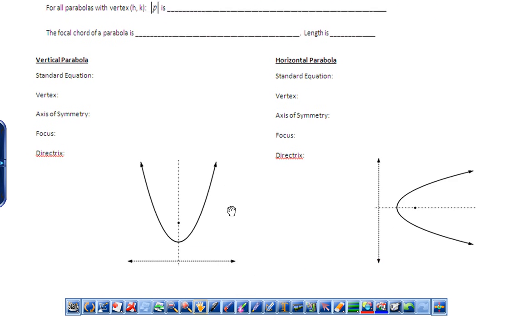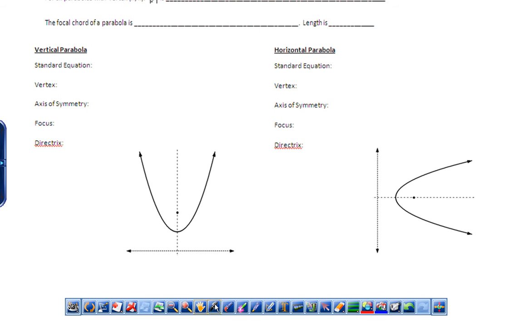So down here on your pictures, I'm going to show you that this right here is your focus. This right here is called the directrix. This is going to be your vertex. So this distance right here and right here is going to be exactly the same. I'll go ahead and put it over here as well. This is your focus. This is your vertex. This line right here is called your directrix. And so this distance and this distance is going to be exactly the same.